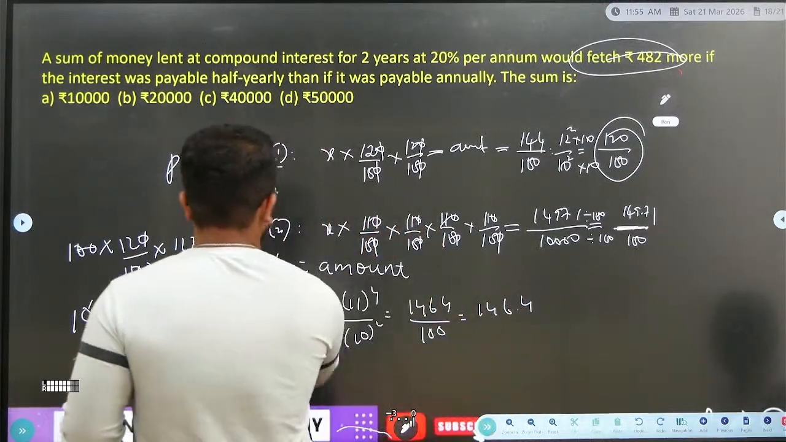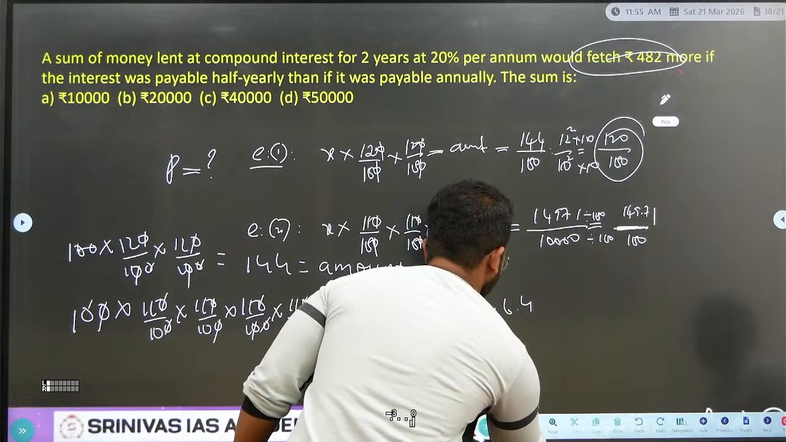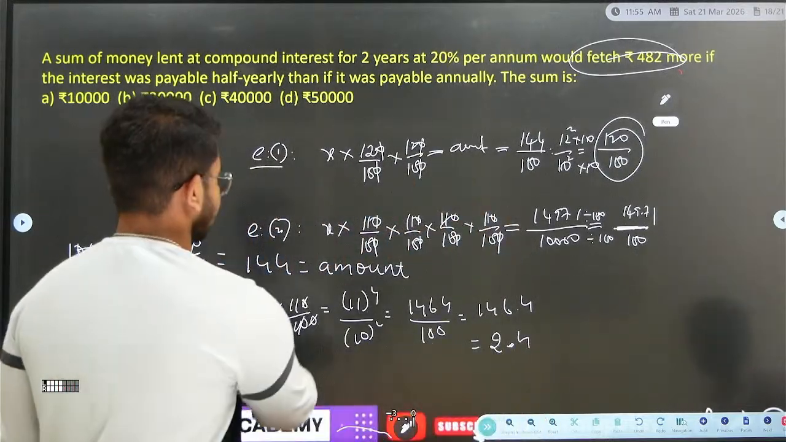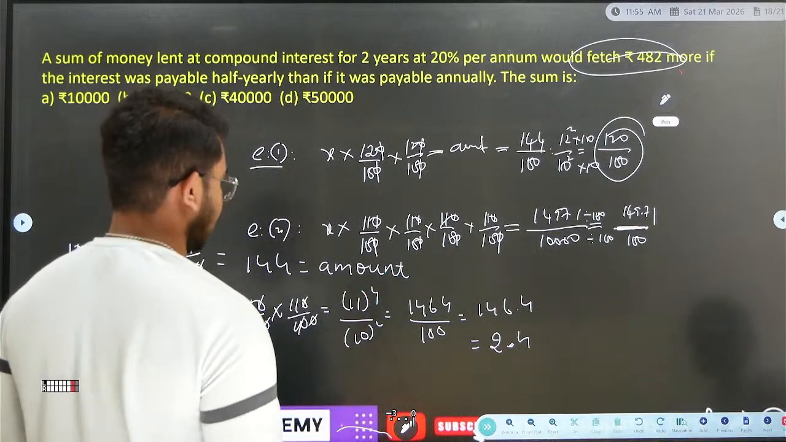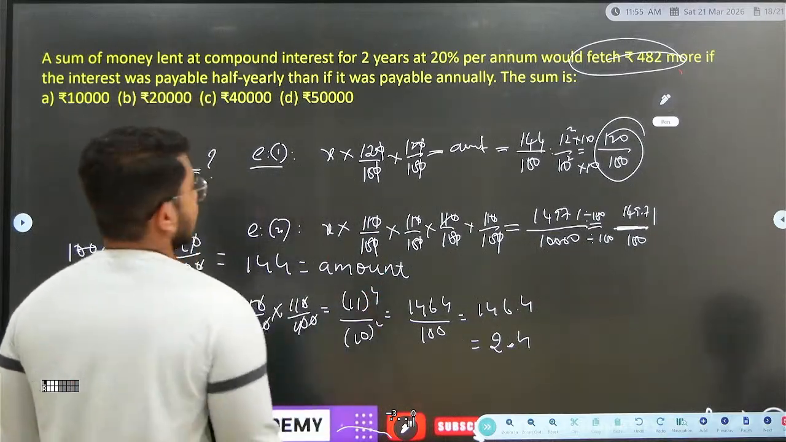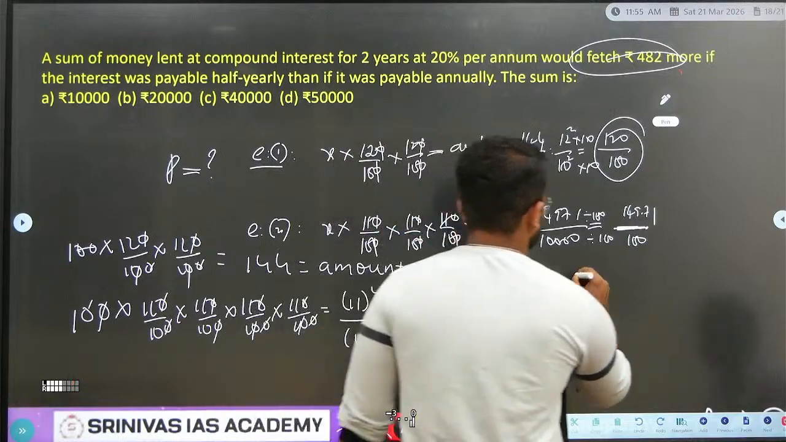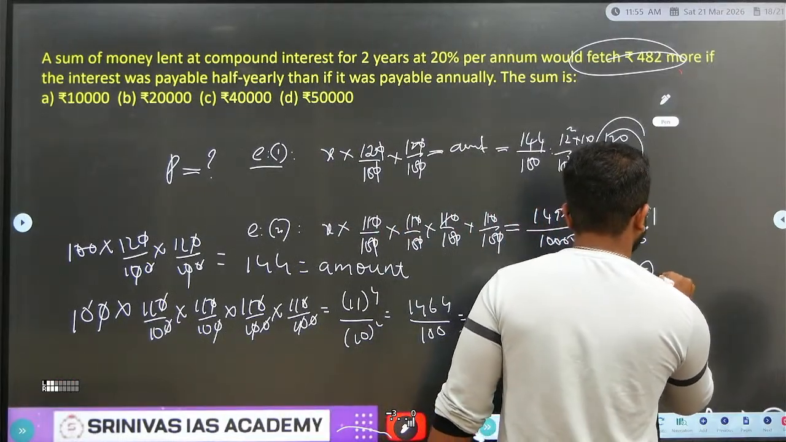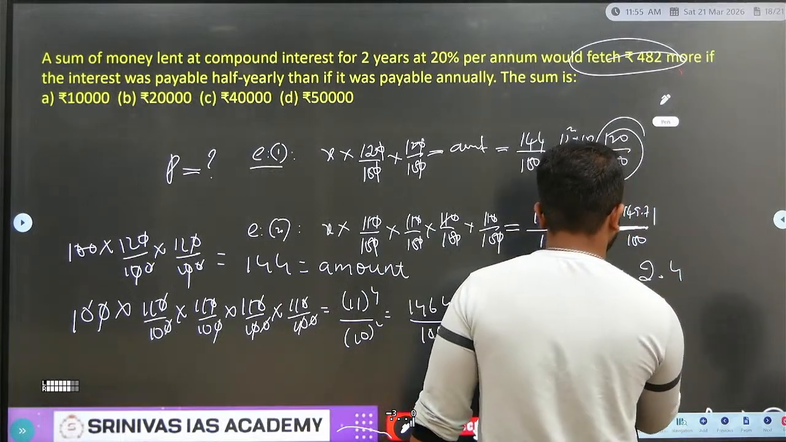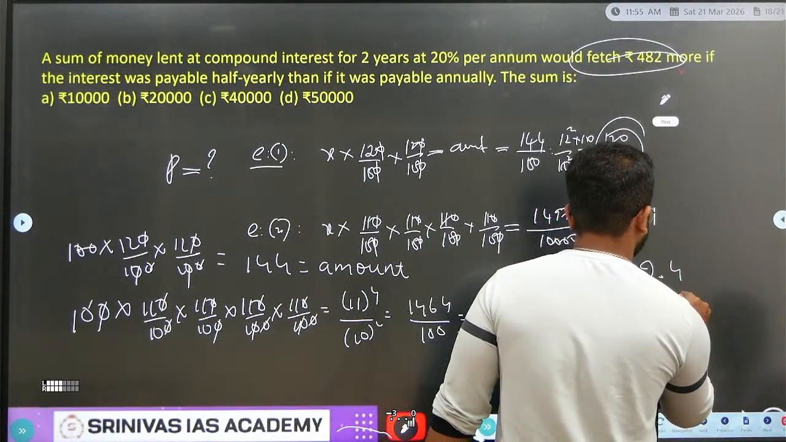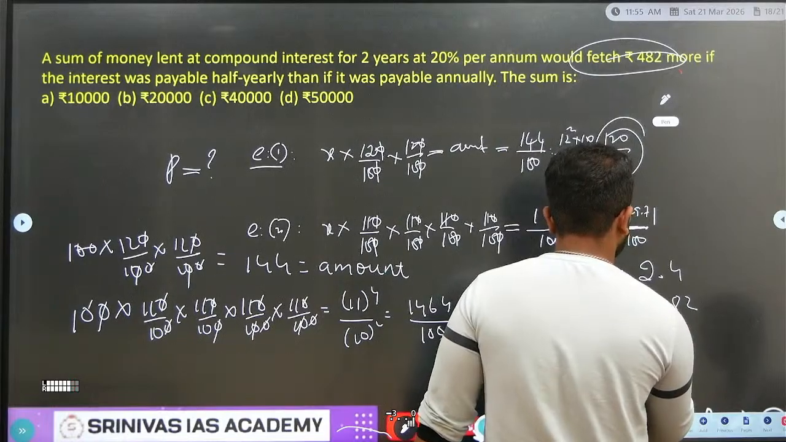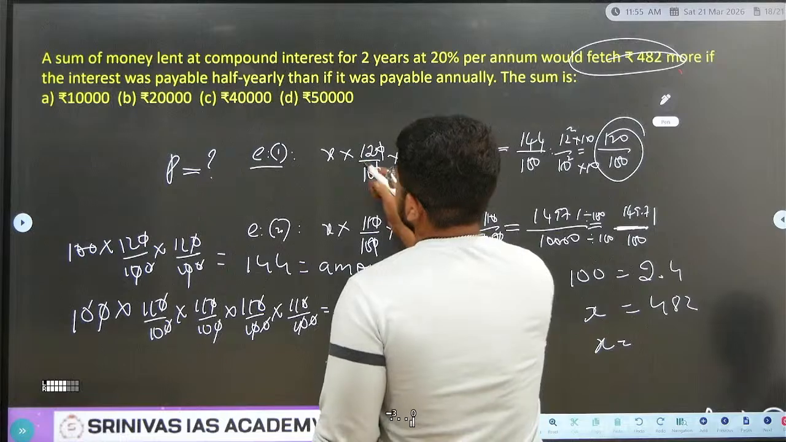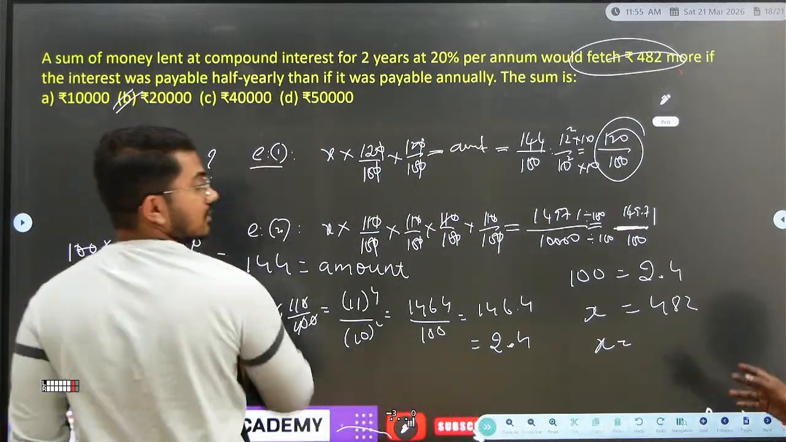So 146.4. The difference is 2.4 rupees for 100 rupees. You have taken 100 rupees as the base. Now the difference is 482. 482 divided by 2.4, which is 482 into 100 divided by 2.4. So it is 20,000. You do that calculation also.